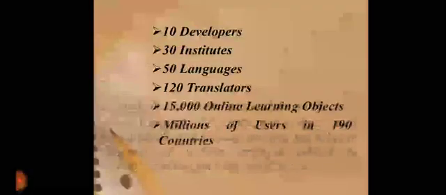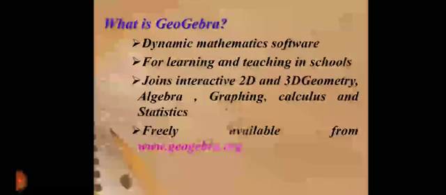Next, it has 10 developers, 30 institutes, 50 languages, 120 translators, 15,000 online learning objects and millions of users in 190 countries. Next, what is GeoGebra? It is mathematics software for learning and teaching in schools. It is used for learning as well as teaching at school level, and it joins interactive 2D and 3D geometry, algebra, graphing, calculus and statistics.